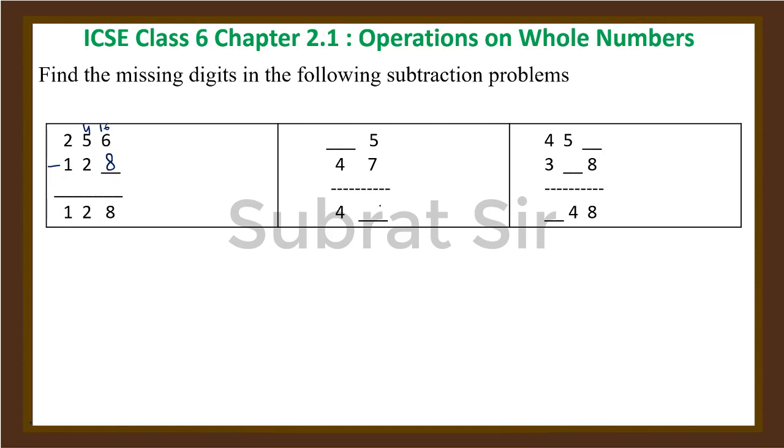Then this one, 5 minus 7, not possible. So we will bring 1 from here, so it will be 15. 15 minus 7, 8. And here, as 4 is there, so now if 8 is there, it means 8 minus 4 will be 4. But we took 1 this side, so it will be 8 plus 1, that is 9.